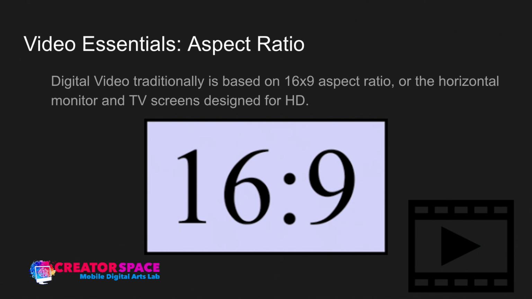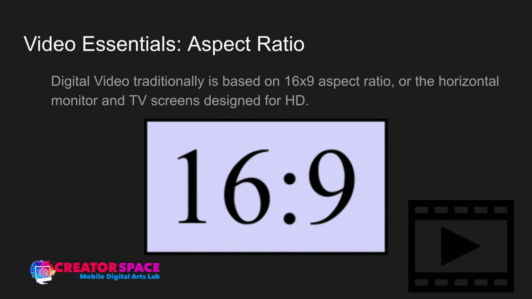and traditionally digital video has been based on a 16 by 9 aspect ratio. So that's the horizontal type of monitor. And what it's really referring to is, if you take the horizontal side is 16 and then the vertical is 9. So 16 to 9 is the aspect ratio.